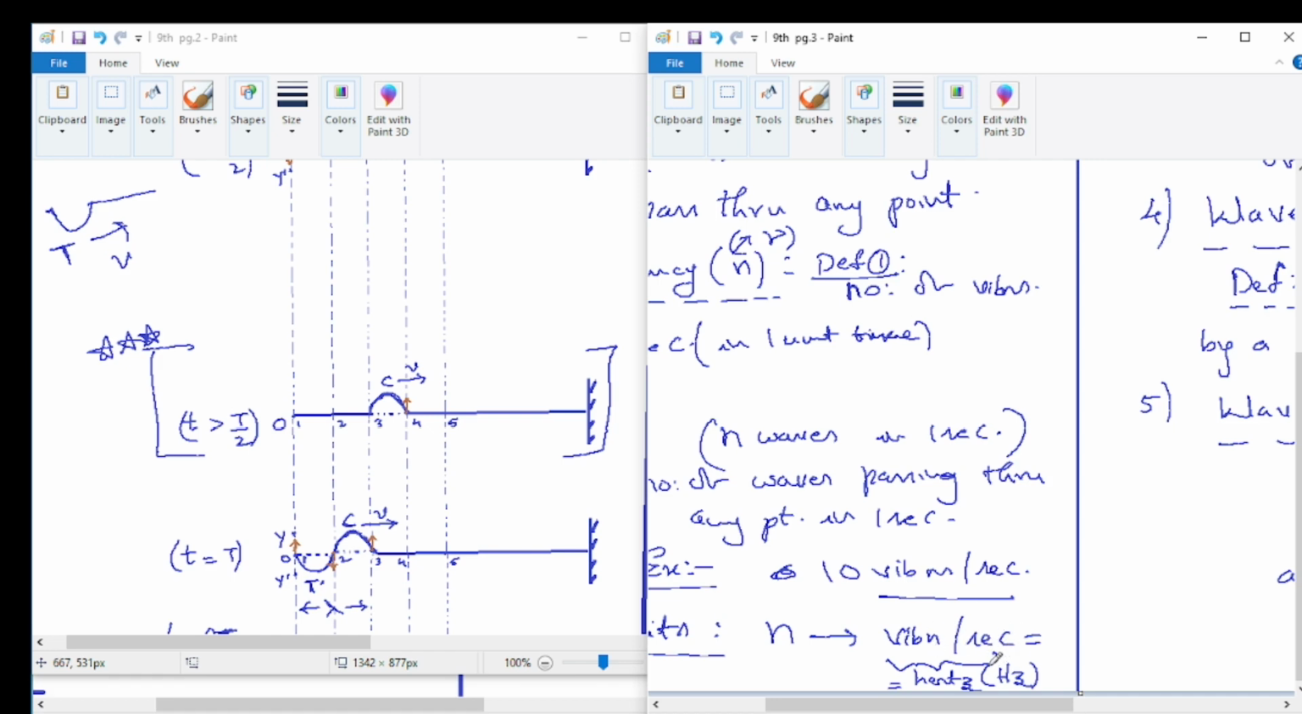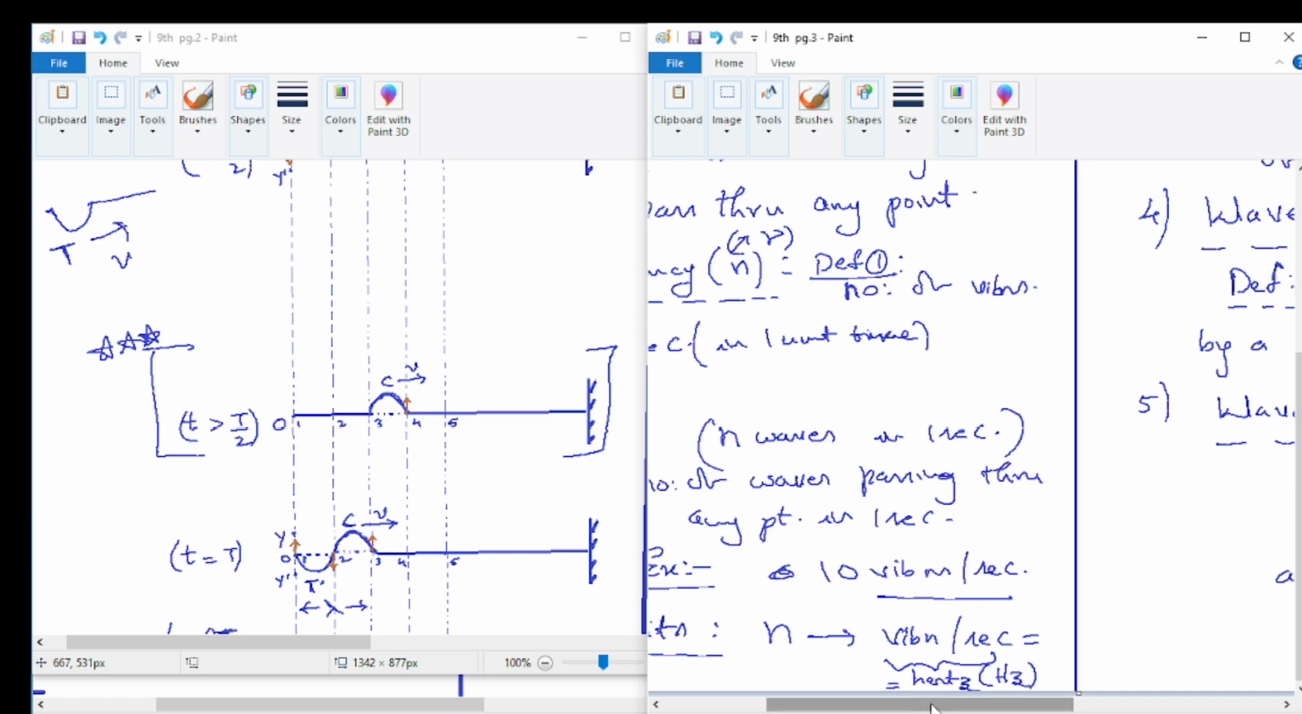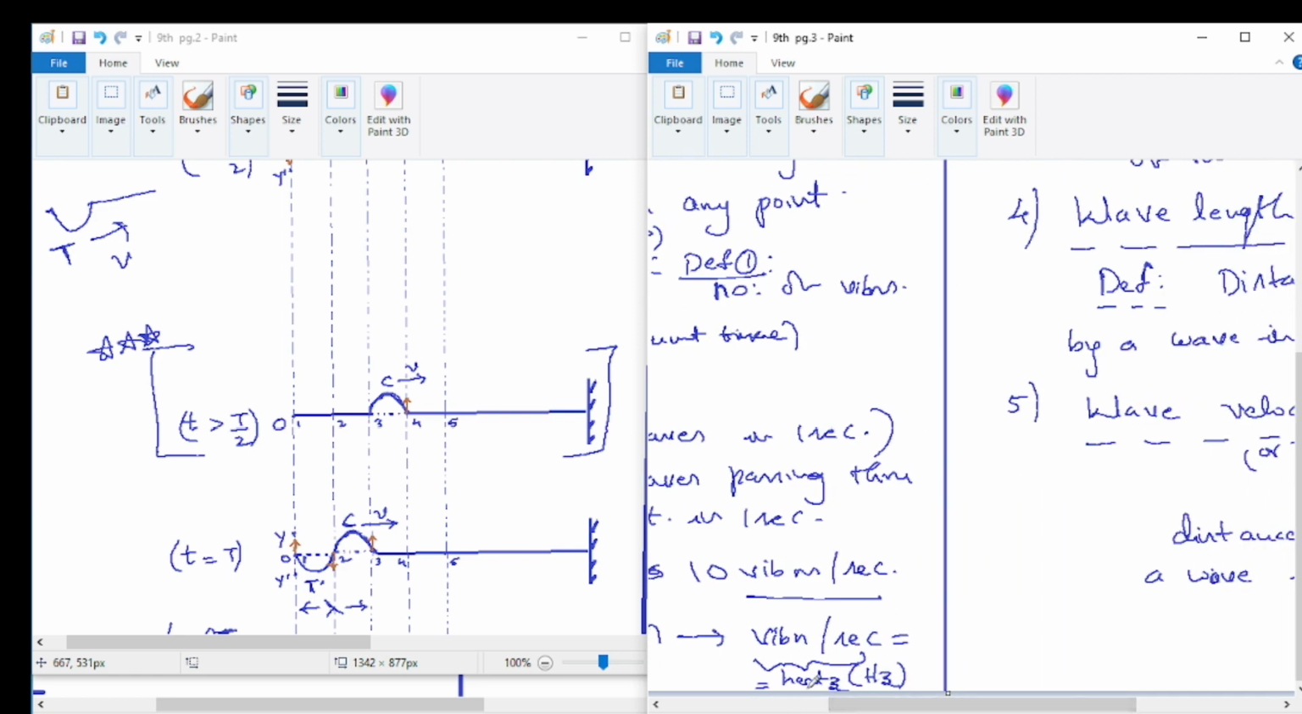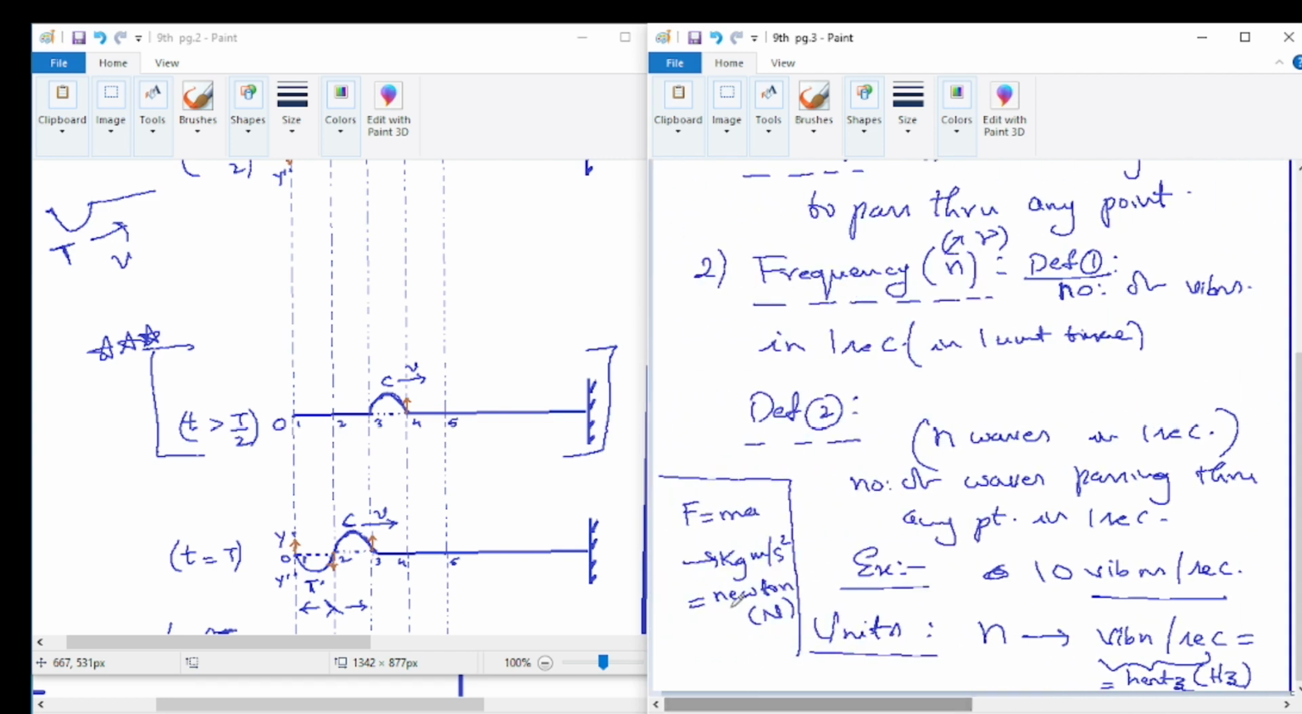When it is vibration per second, that only is called hertz. So when the unit is vibration per second, then only it's called hertz. Vibration per minute is not hertz. It's not given any name because it's less useful. So this is widely used, and it's given a single word name, just as the widely used unit of force, kilogram meter per second square.